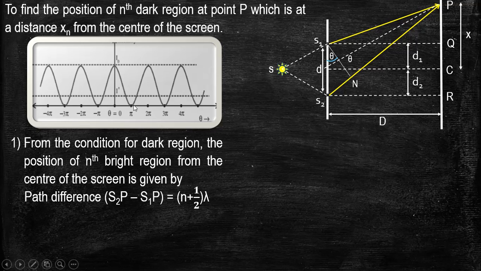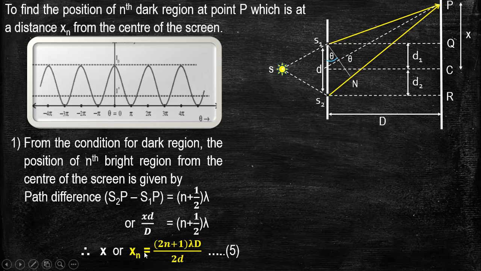The dark regions, the lower peaks, are formed only when this path difference condition, path difference equal to n plus half lambda, is fulfilled. We know that from Young's double slit experiment, path difference is equal to xd upon capital D, and we have to write this term as it is, n plus half lambda. Then finally we get xn.